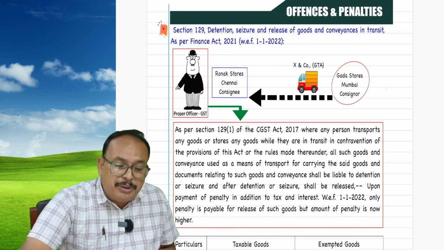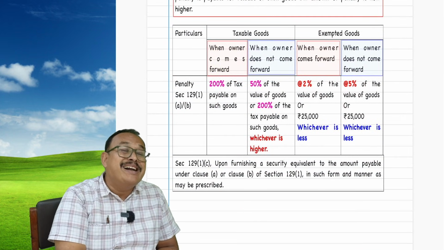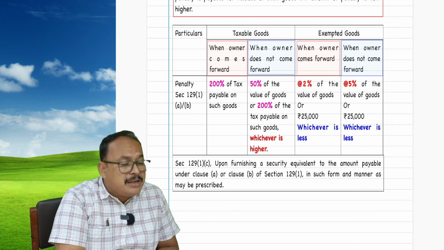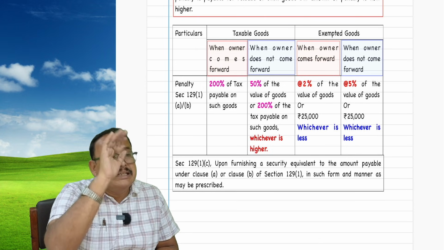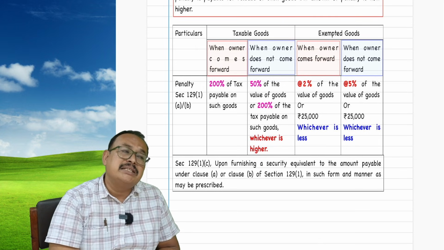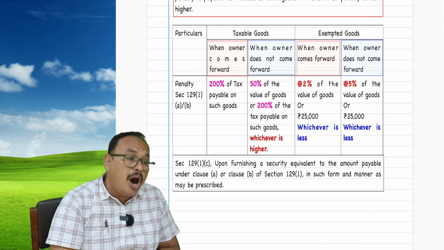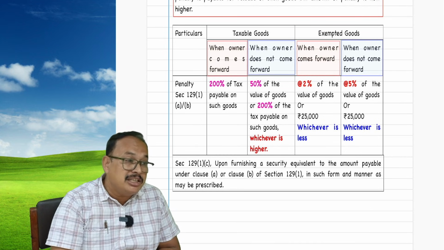In that case, the penalty, in the case of taxable goods where the owner comes forward, is 200% of the tax amount. If the owner does not come forward to pay, and the department declares a deemed owner, in that case the penalty for taxable goods is 50% of the value of the goods or 200% of the tax amount, whichever is higher.